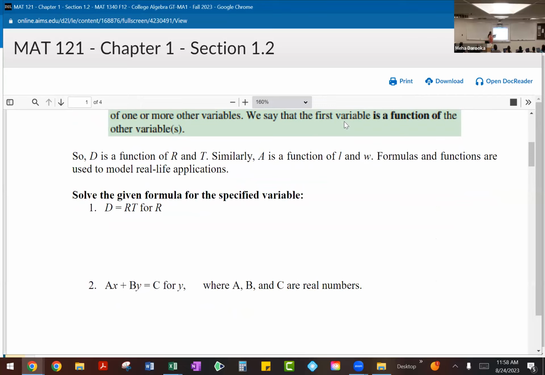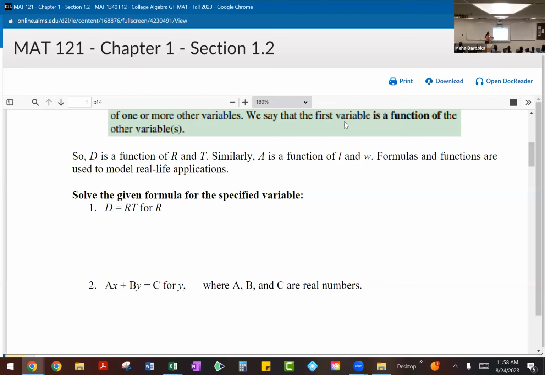When they're talking about d is a function of r and t, they're basically saying d is based on the values of r and t, or we need r and t to calculate the value of d. A, in this case, we would say is dependent on length times width, right? Because area is based off those two measurements, so A would be dependent on length and width.